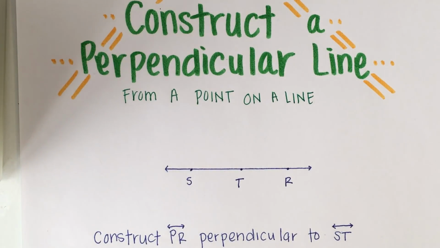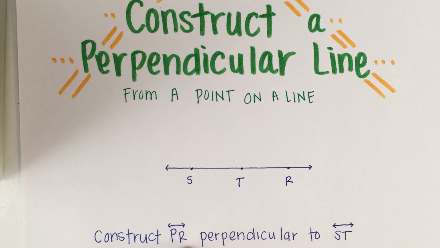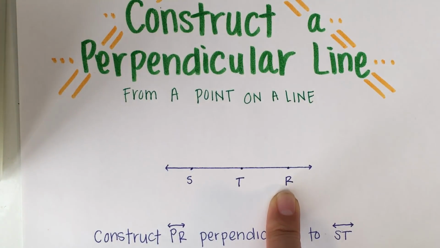In this video, we want to construct a perpendicular line to an existing line through a point that is already on the existing line. So here we want to construct the line PR that is perpendicular to the line ST. Now, if we're going to construct the line PR, we can see that the point R already exists. Now, a point is a location, so the line PR has to go through this location. Now we want to do that at a 90-degree angle.